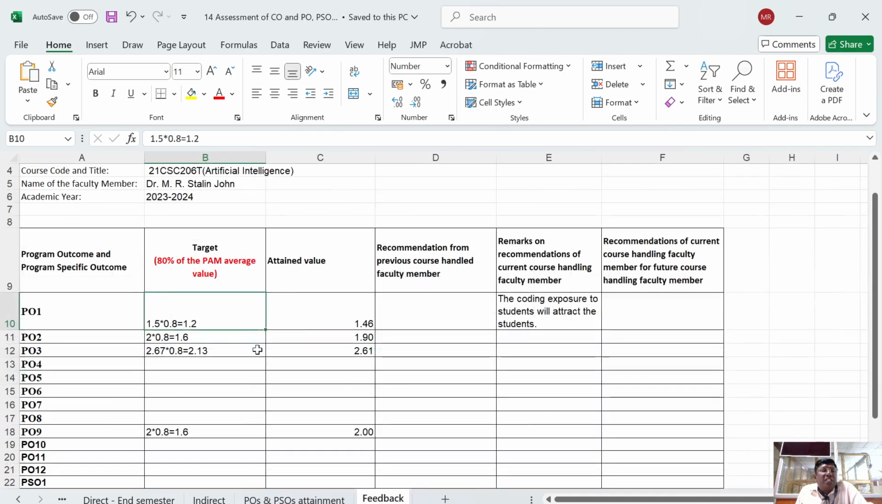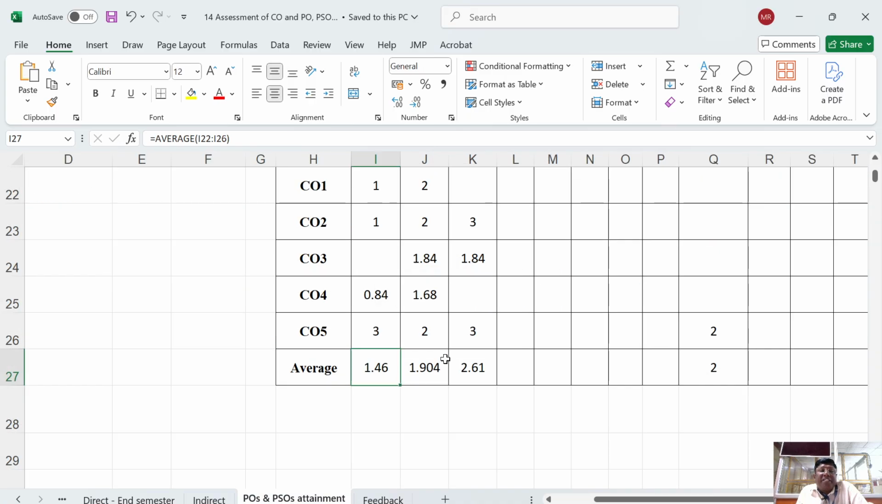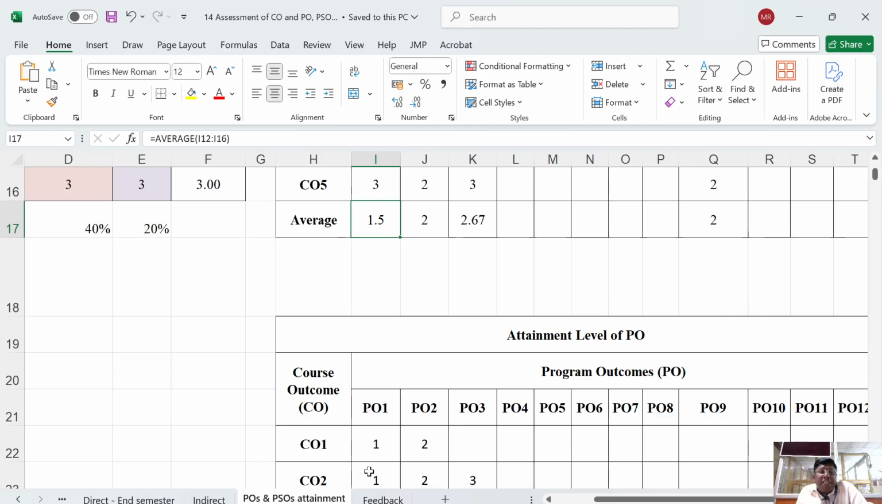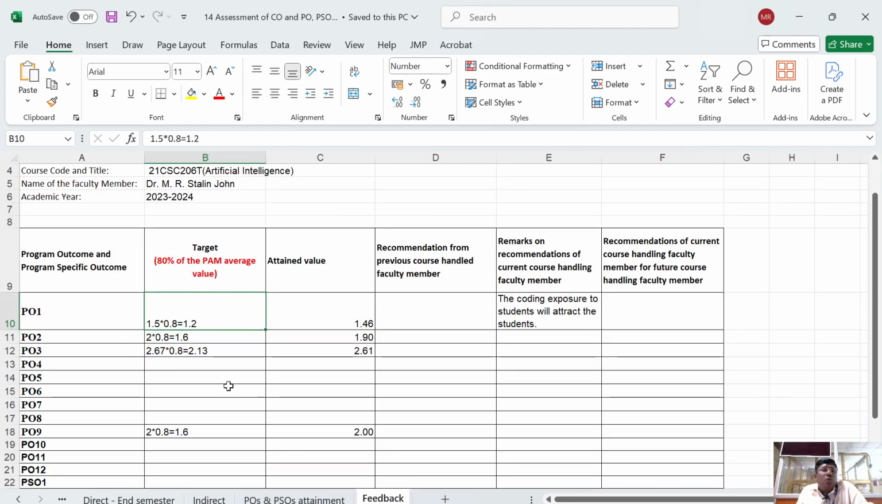Okay, but we are putting a target for PAM because it is not possible to get 1.5 out of 1.5, because a student has to get a 100 out of 100 in all assessments. That is not practical. So we have optimized it to 80%. 80% means 1.5 into 0.8. So that is 1.2.